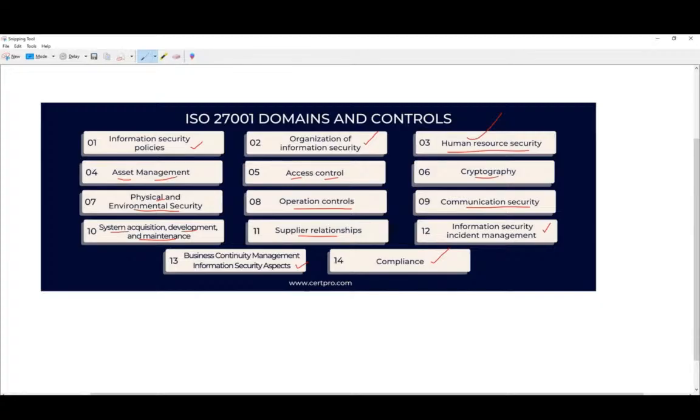So any access to the system can be recorded, especially for new hires and when an employee moves to another department or resigns. Cryptography is not yet implemented. But for the others, for suppliers, compliance, and business continuity, we implement them every year. We have to do DRT for the critical applications. I think that's all.